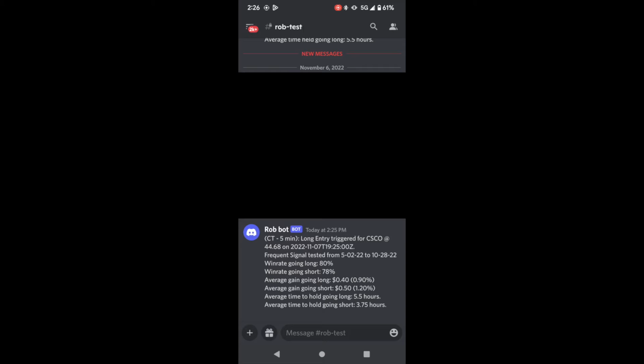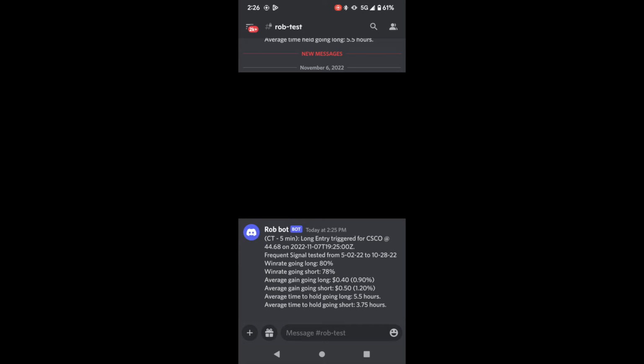By the way this is set up, and I'll have more of a text description in the description below, if we just start with this alert as is, we have CT, which is the indicator, and it's operating at the 5-minute time frame. Then we have long entry triggered, which means that we want to go long on the position. We see that the indicator was triggered at $44.68.